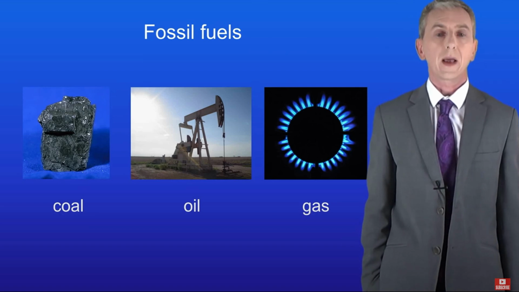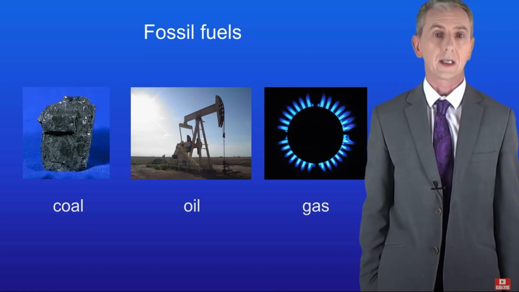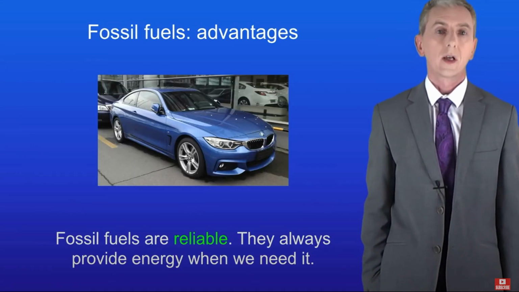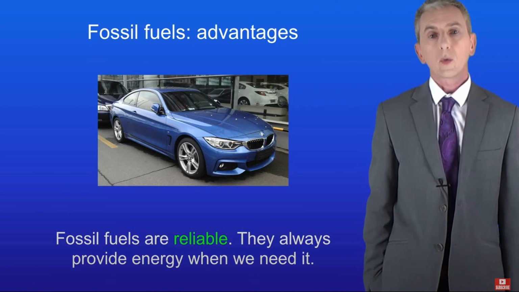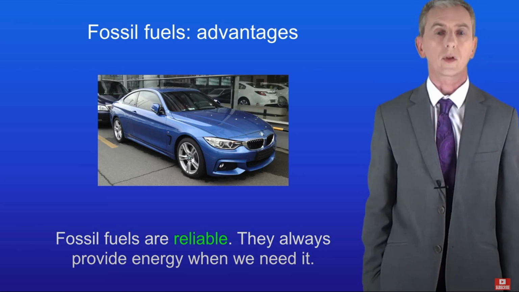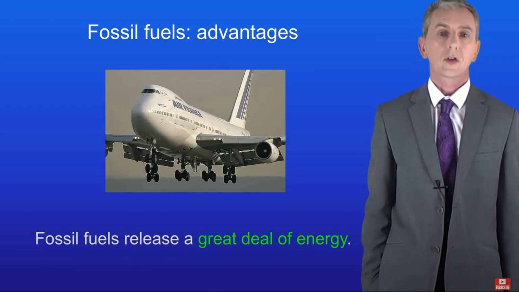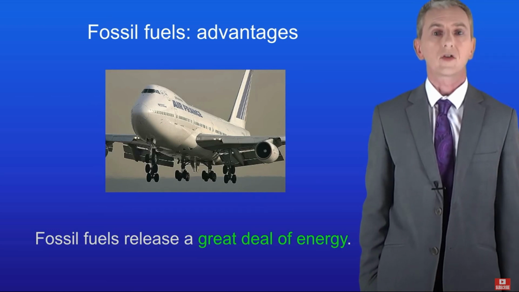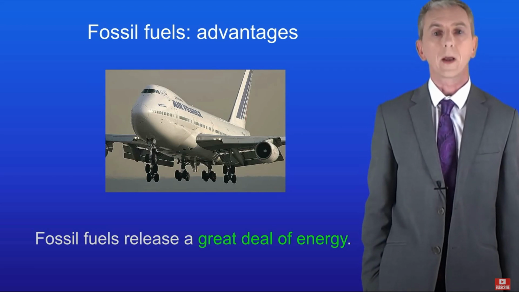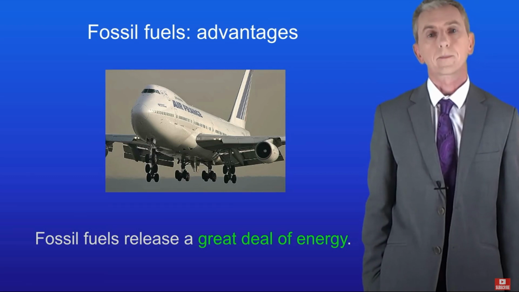Now, fossil fuels supply around 80% of the world's total energy needs, and that's because they've got a number of advantages. Here's the first advantage. Fossil fuels are reliable. In other words, they always provide energy when we need it. Now, that's a huge advantage when compared with other sources of energy, for example, renewable sources. Here's the second advantage. Fossil fuels release a great deal of energy. That makes them extremely useful, for example, in aeroplanes. Aeroplanes can fly for thousands of miles before refueling, and that's because jet fuel, which is made from oil, can provide a huge amount of energy.